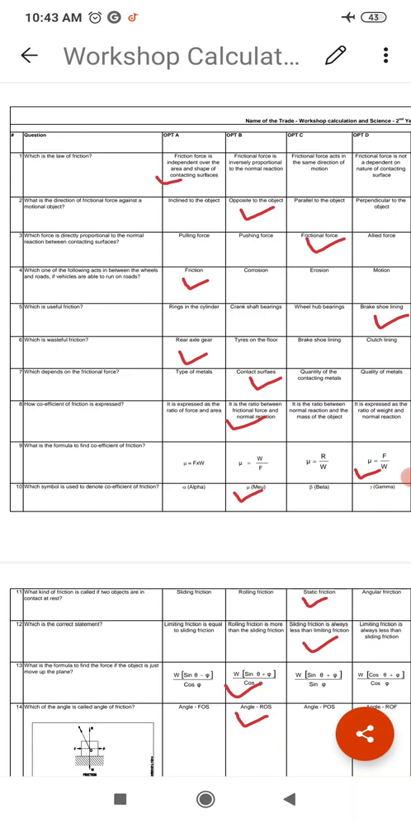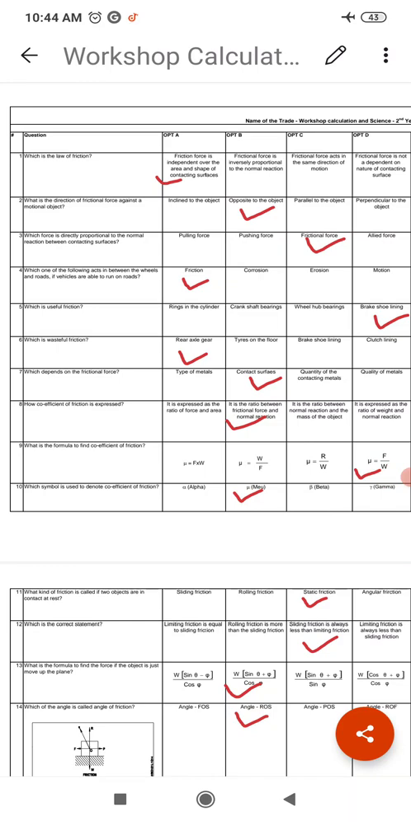Next question, which is the useful friction? Option D, brake shoe lining. Next, which is the useful friction? Its answer is option A, rear axle gear. Next, which depends on the friction force? Answer is B, contact surfaces.